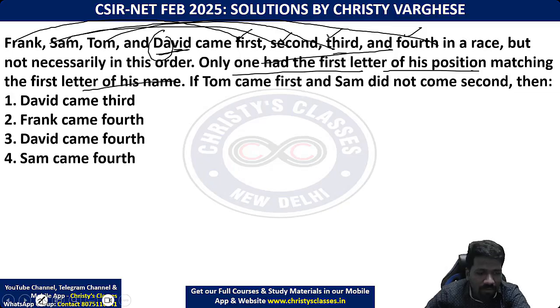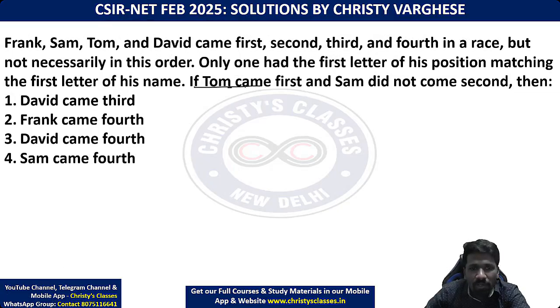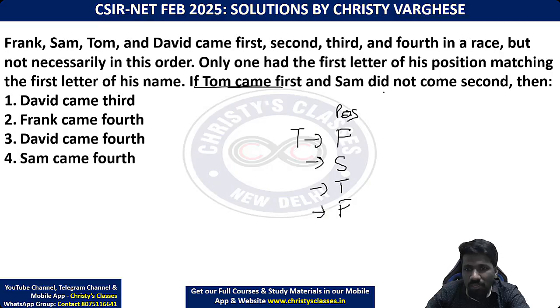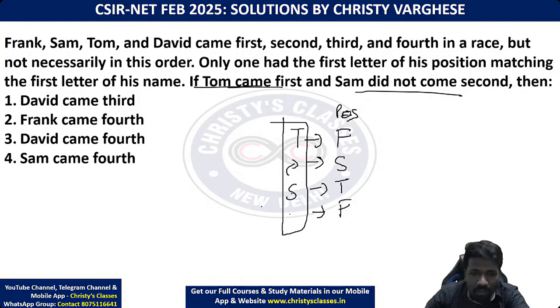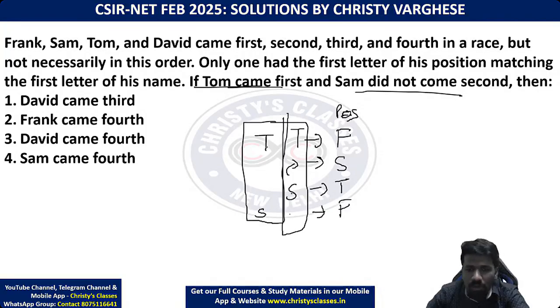Now read further. It's a who's who type problem. Tom came first. That is clearly mentioned. I'm using the first letters for the positions: first, second, third, fourth. Tom came first. Sam did not come second, so Sam can be here or here. Let us draw two parallel realities: Sam being here, one reality; Sam being here, another reality. But in both realities Tom should be on the first position.